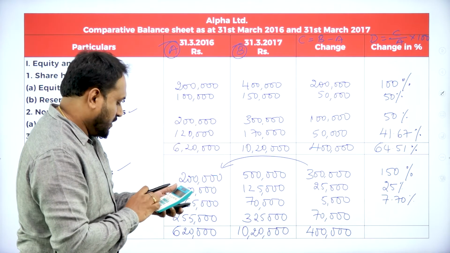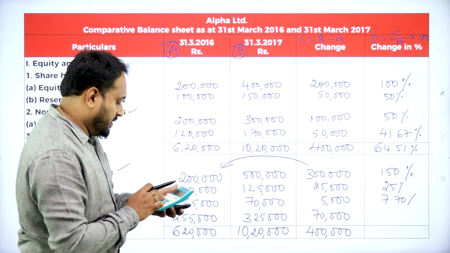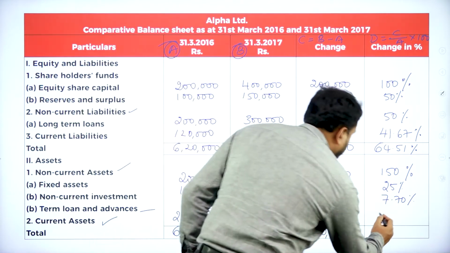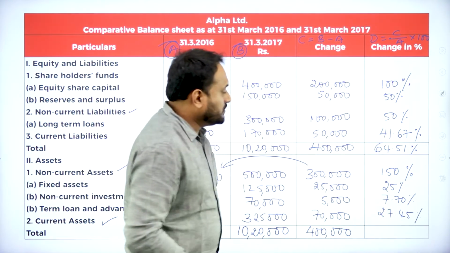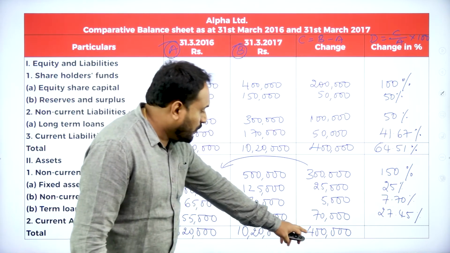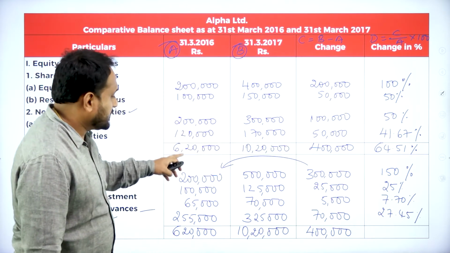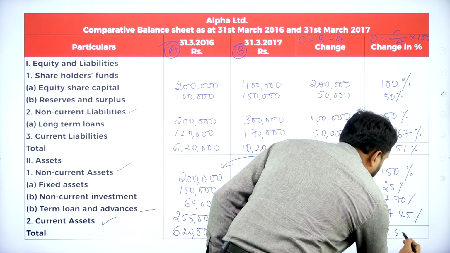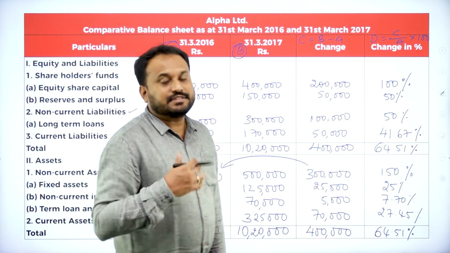Next we will go with 70,000 divided by 2,55,000 into 100. So 27.45%. Now you need to go with these things the same way. Here 4 lakh divided by 6,20,000. Now same we have done it here. So what exactly it is? 64.51%. So this is what our comparative statement is all about.